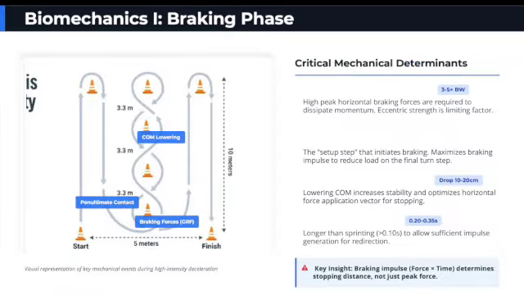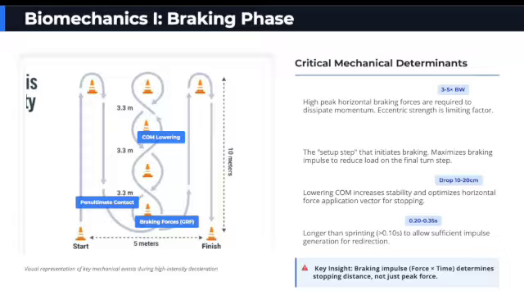The biomechanics and braking phase of the Illinois. Critical mechanic determinants: high peak horizontal braking forces are required to dissipate momentum. Eccentric strength is a limiting factor, at 3 to 5 times body weight. The setup step that initiates braking maximizes braking impulse to reduce load on the final turn step.